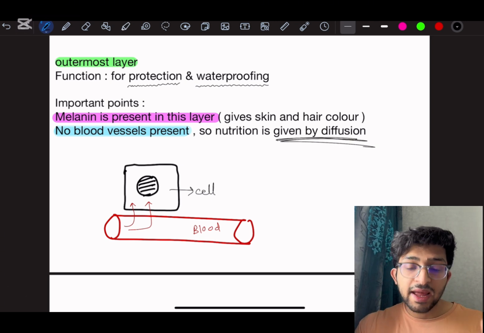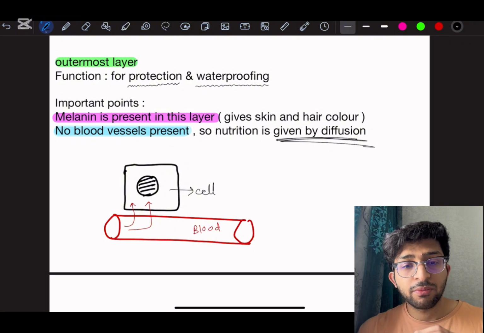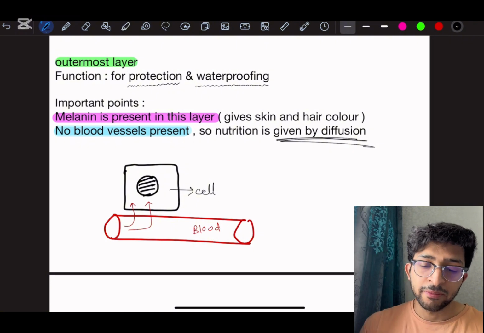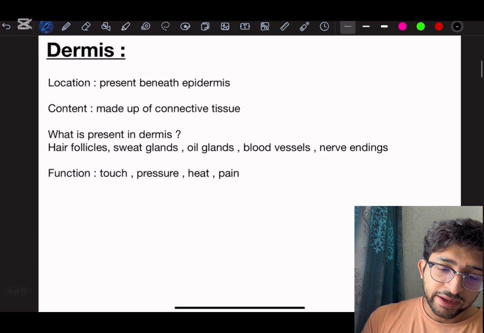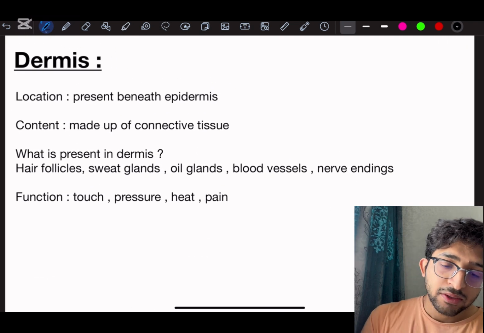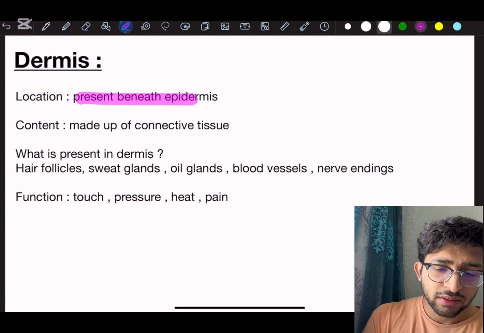And there is melanin which is present. What does this melanin do? It is responsible for giving the skin and hair color. Now let's get into the dermis part. Dermis is, of course, present beneath the epidermis.